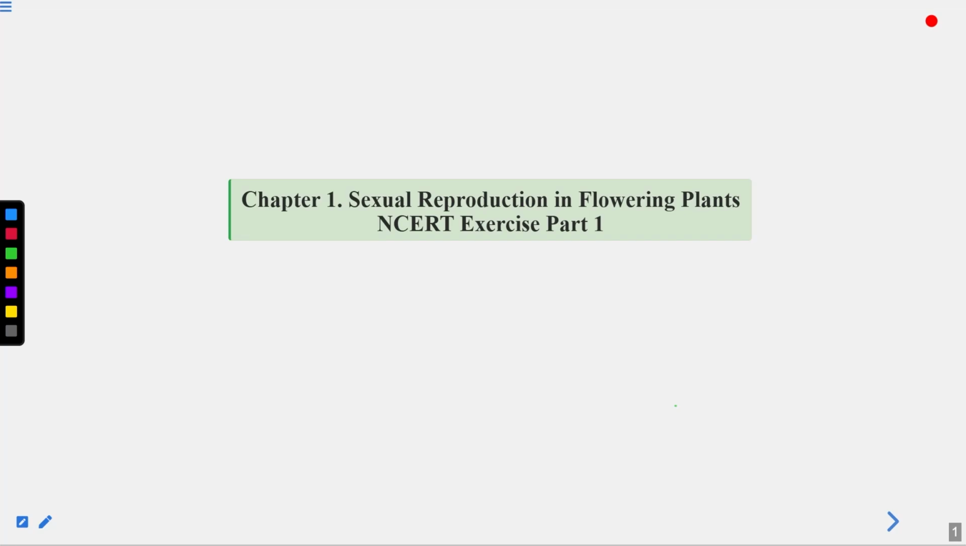Hello everyone. Welcome to the session of Sexual Reproduction in Flowering Plants NCERT exercise part 1. So today we are going to solve the NCERT exercise from the chapter Sexual Reproduction in Flowering Plants, and today is the first part of this NCERT exercise.